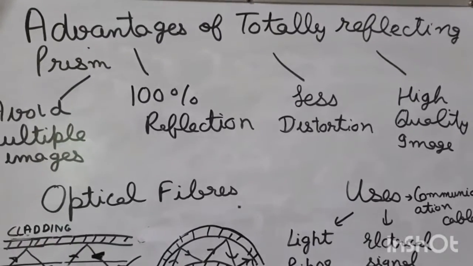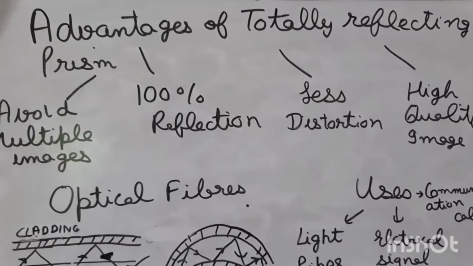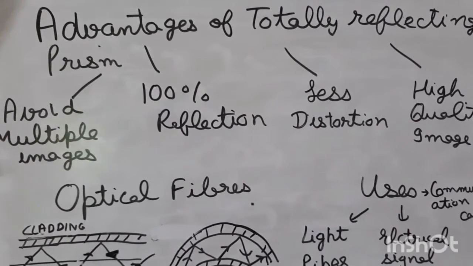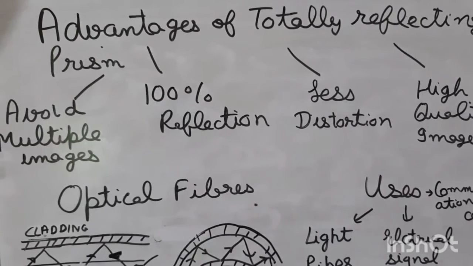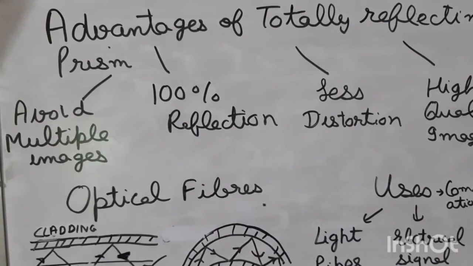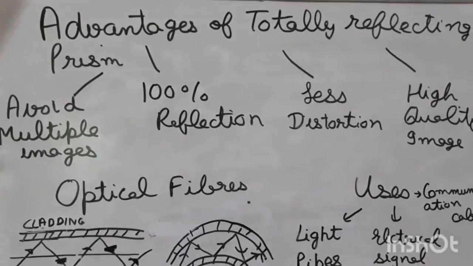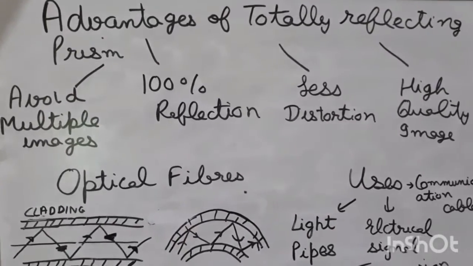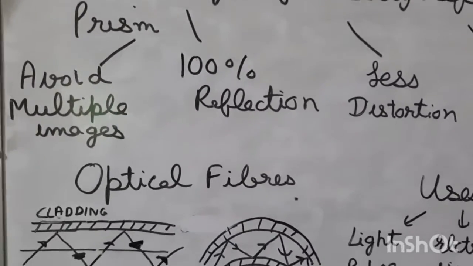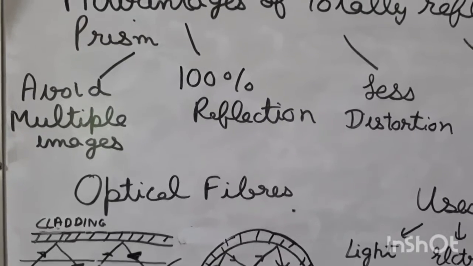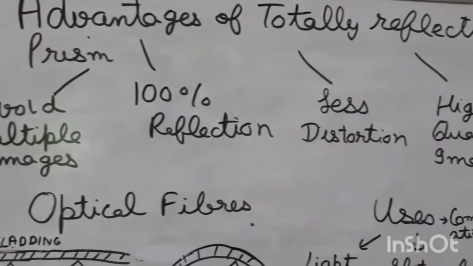Next we are going to discuss the advantages of totally reflecting prisms over plane mirrors. These totally reflecting prisms are often preferred and used instead of plane mirrors. Now we will discuss the reasons for which totally reflecting prisms are used against plane mirrors. First, it avoids multiple images. In the case of totally reflecting prisms, only a single image is formed.